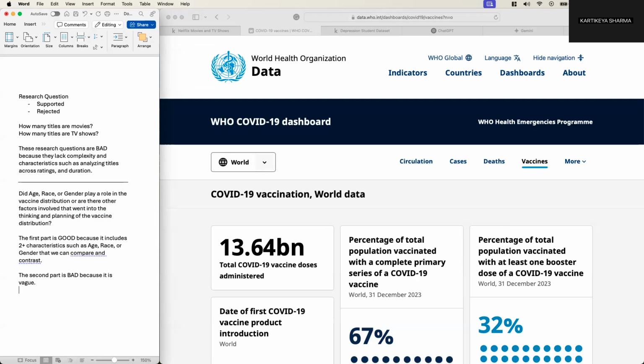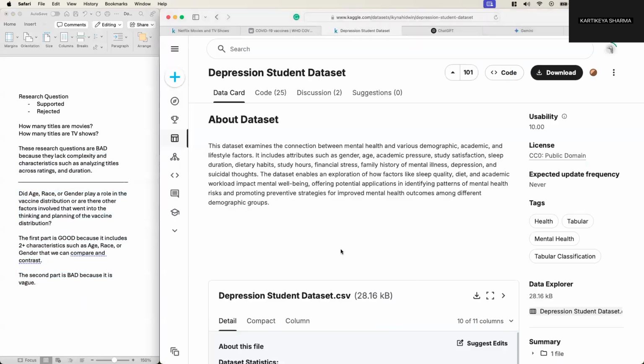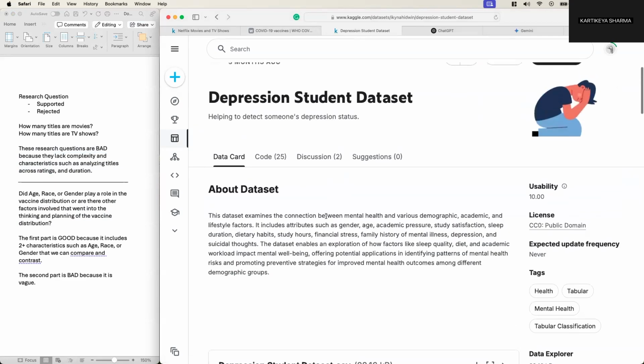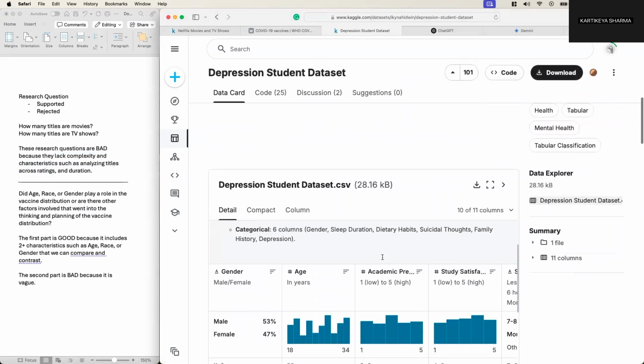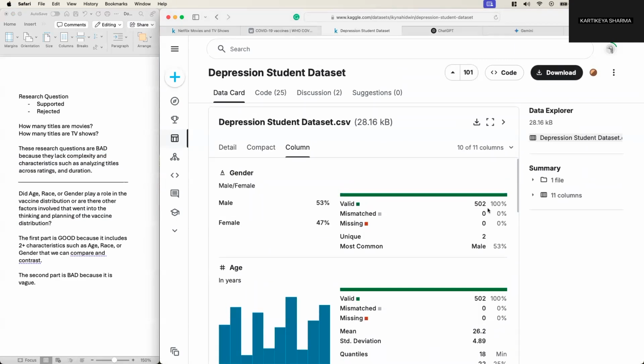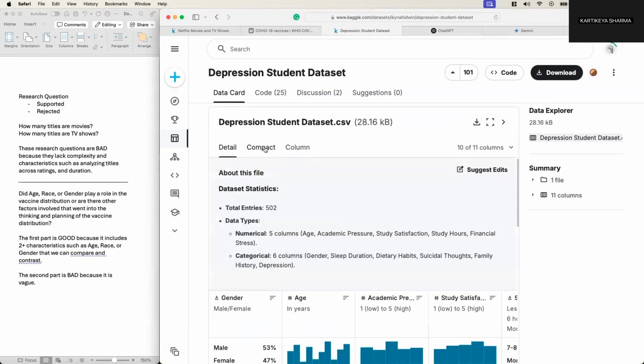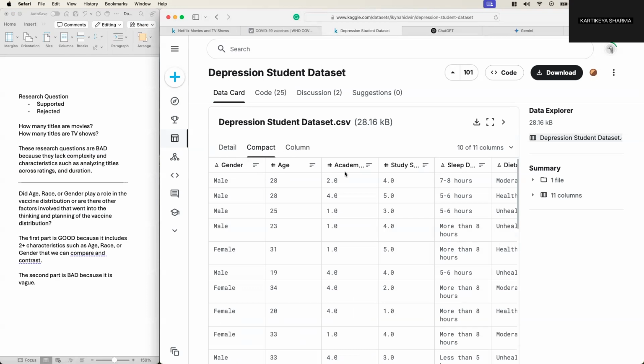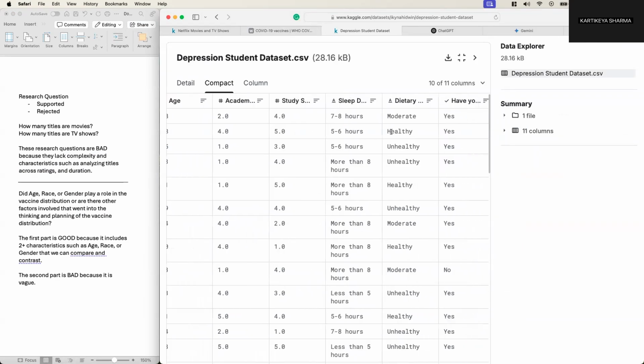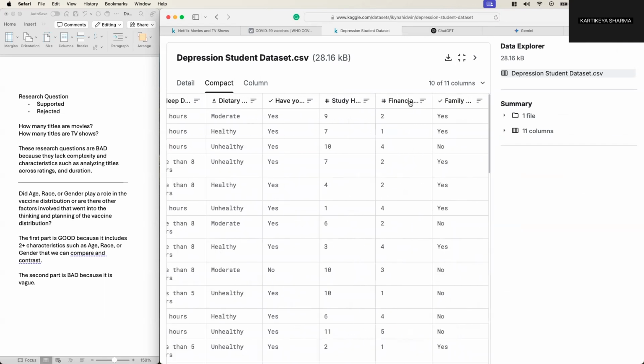compare and contrast. So now that we've seen two examples of research questions, we've given our opinion on what are some bad research questions, we've given our opinion on what are some good research questions, and we've also given our opinion that vague research questions are bad, even if they're part of a good research question. We're going to brainstorm research questions for this topic, which is depression among students. Going into this data set, we have around 500 students, and we're looking at characteristics such as their age, gender, academic performance, study habits, their sleep, financials, their family.